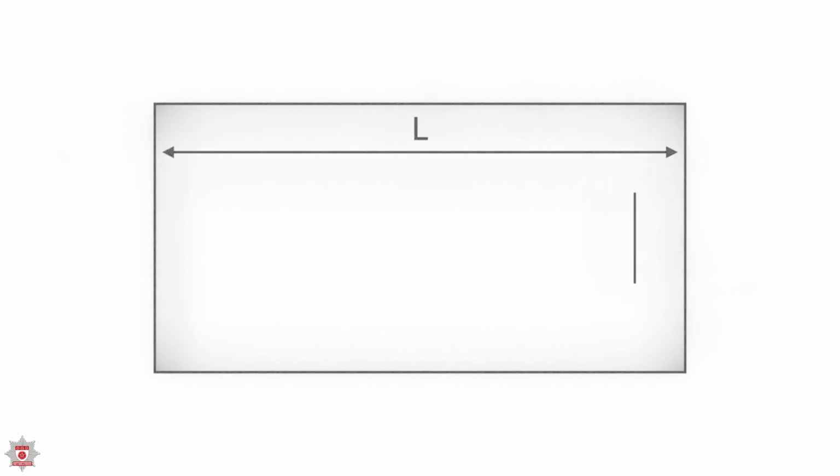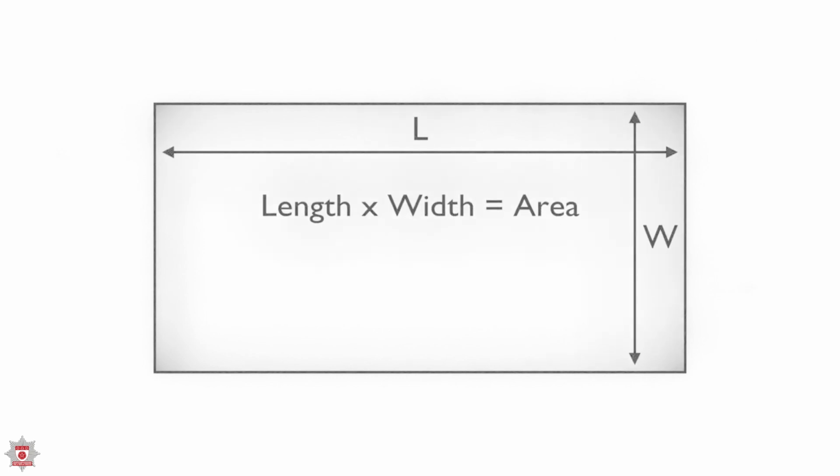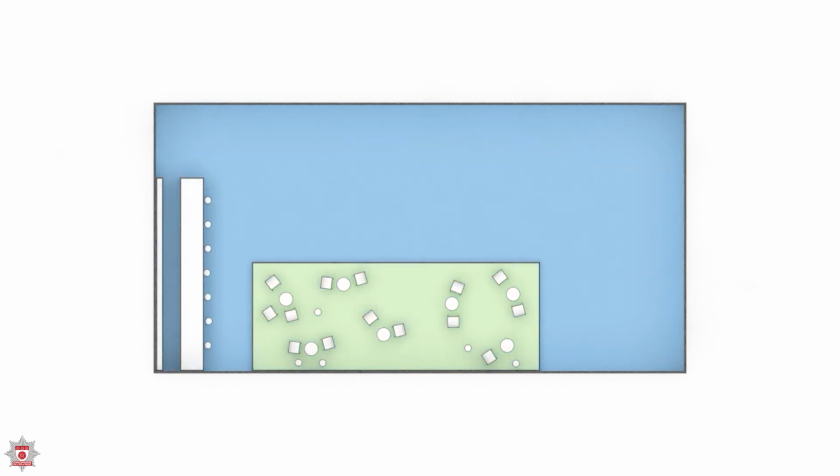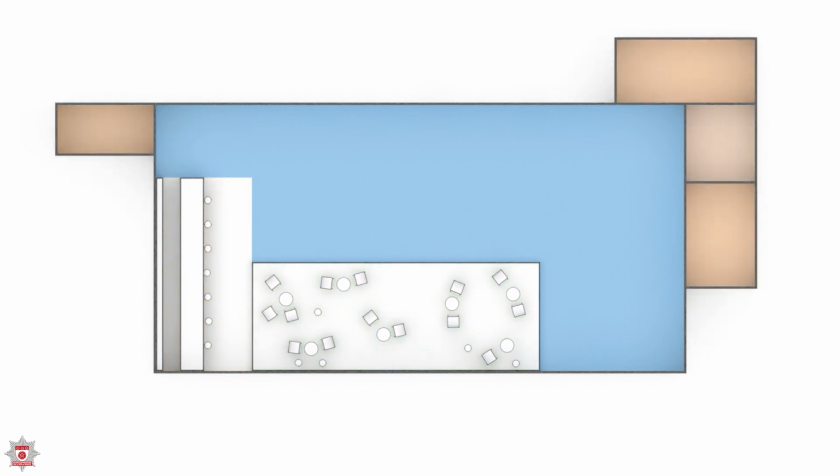Start with the overall shape and measure the length and width in meters. Then multiply these to get the overall area. If you have areas which are used differently, like a seating area or the standing space 2 meters in front of a bar, then measure those separately. Take these areas away from the overall, as well as the space taken up by corridors, toilets, and storage cupboards.